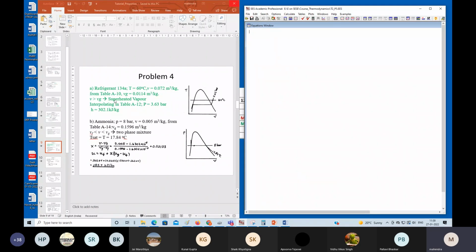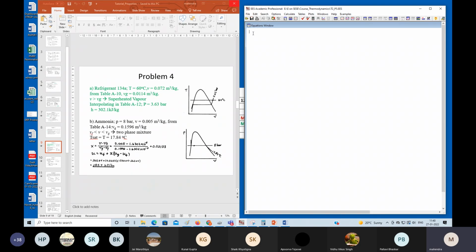Okay. So now regarding problem number 4, the working fluid is a refrigerant. Okay, R-134a. So here the temperature is 60 degrees centigrade and its specific volume is 0.072. Then what are we finding out? What is the state of this? What is the pressure over there, and whether it is superheated or saturated, whether it is liquid? We are finding that out. Okay, let us see.